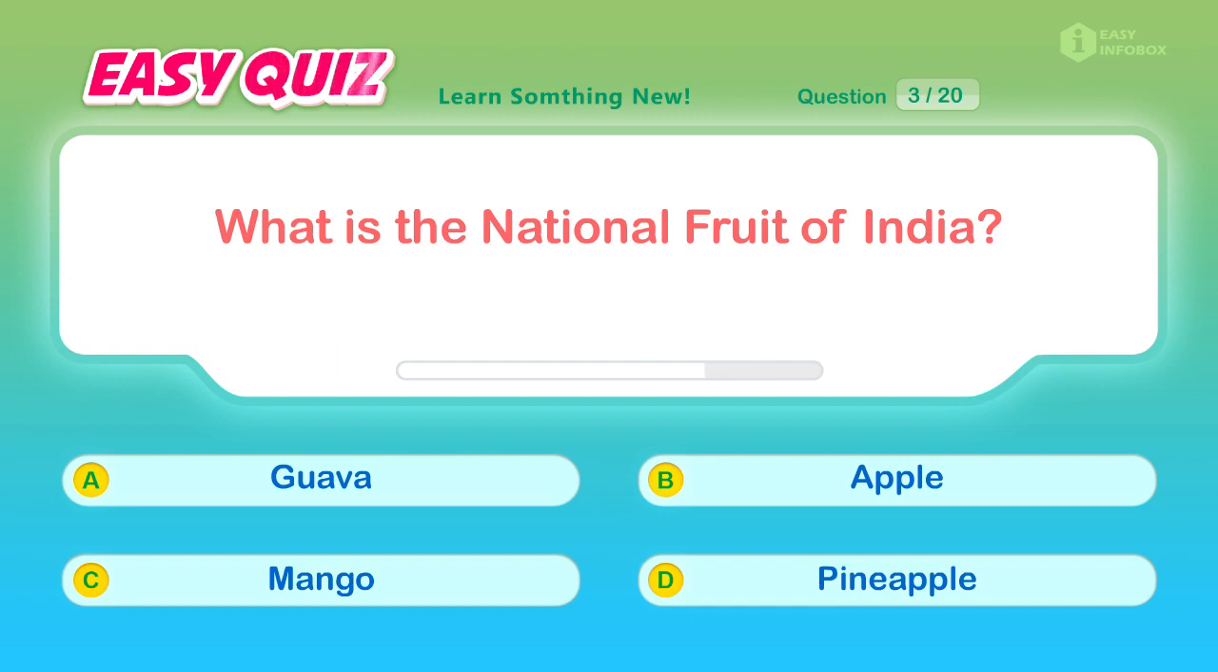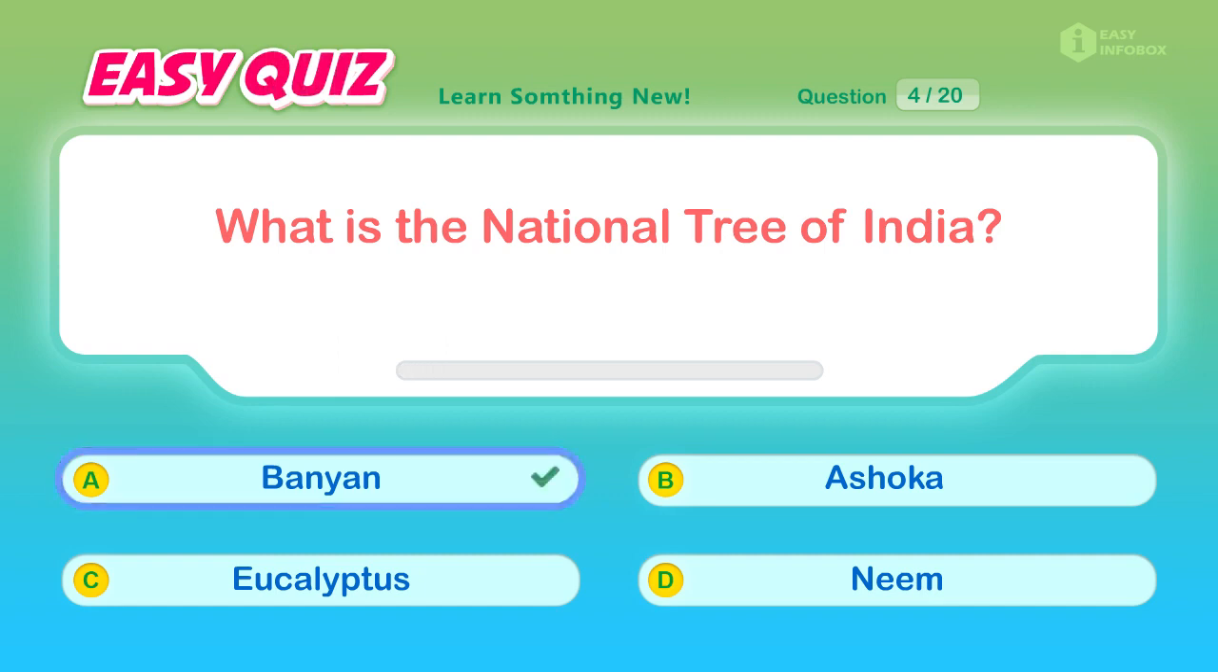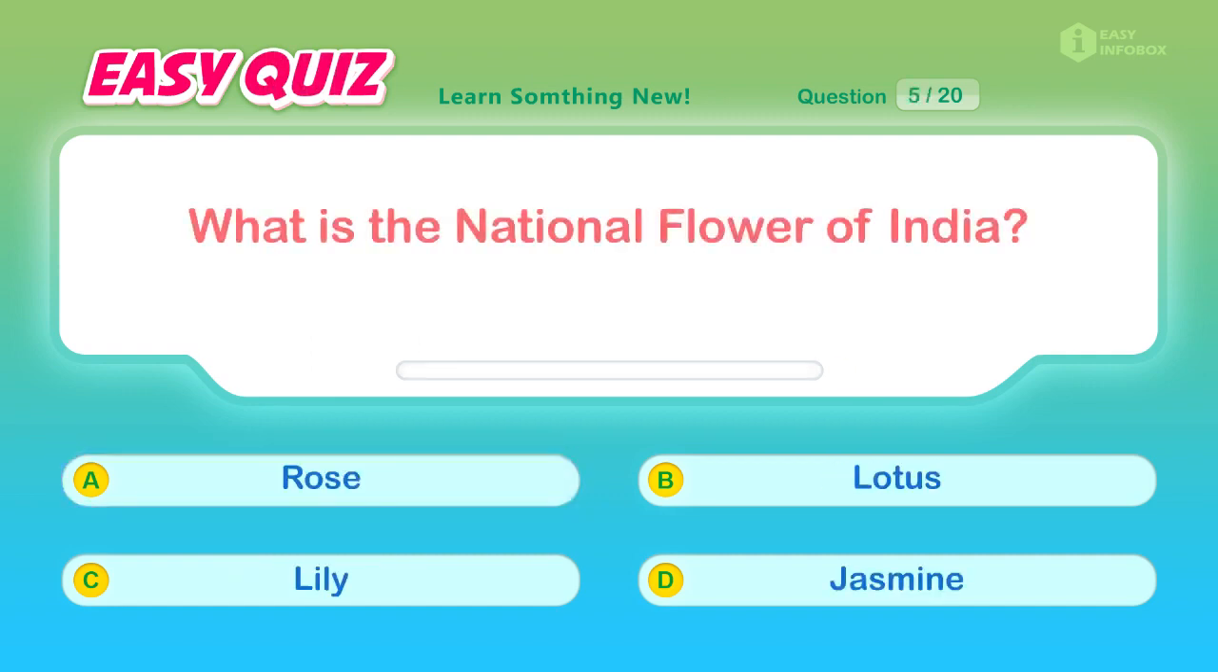What is the national fruit of India? Mango. What is the national tree of India? Banyan. What is the national flower of India? Lotus.